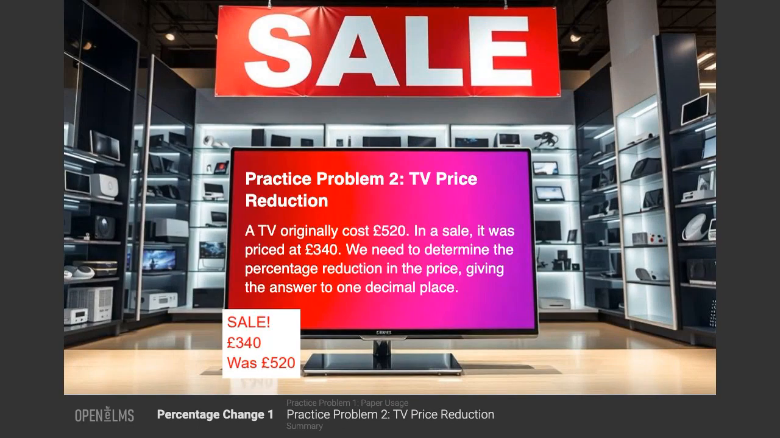Practice problem 2. TV price reduction. A TV originally cost £520. In a sale, it was priced at £340. We need to determine the percentage reduction in the price, getting the answer to 1 decimal place.